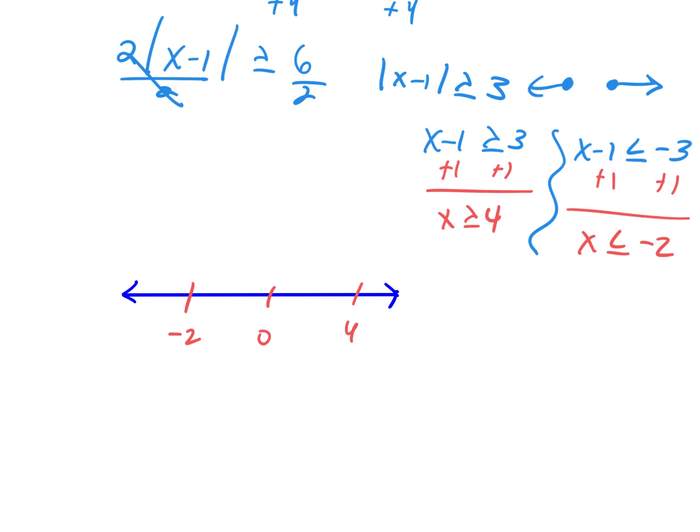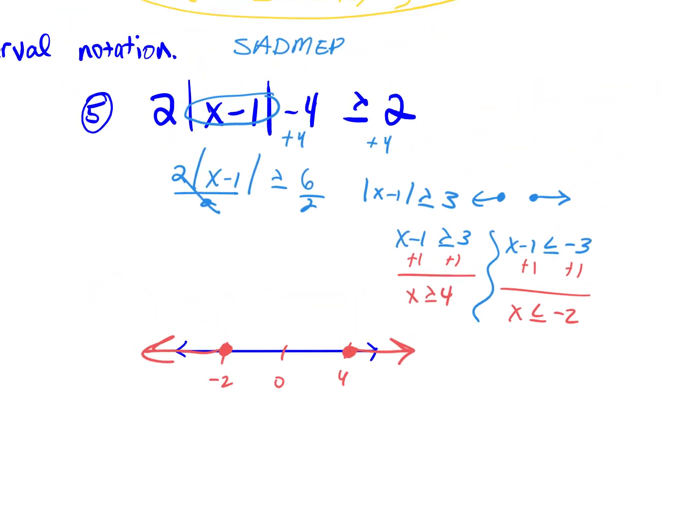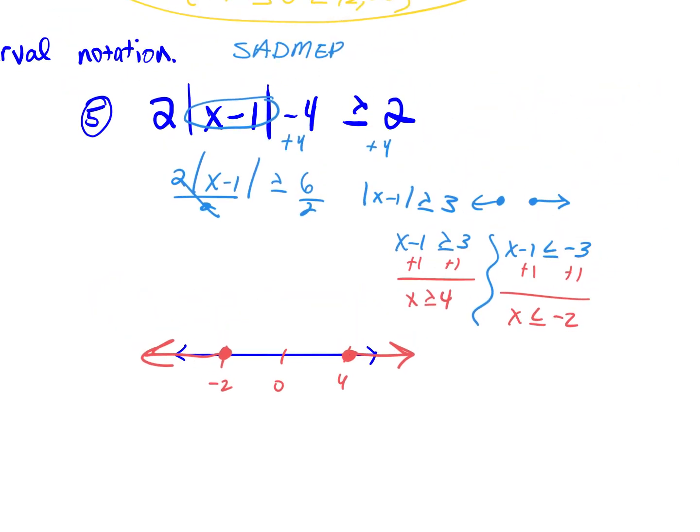Again, what kind of dots did you tell me I have? Closed. And where are we coloring? Outside. So check. What's an easy number to check? 0. Should 0 work? No. Okay, let's plug in 0. What is 0 minus 1? Negative 1. What's the absolute value of negative 1? 1. What's 2 times 1? 2. What's 2 minus 4? Negative 2. Is negative 2 greater than or equal to positive 2? No. So then we're good.